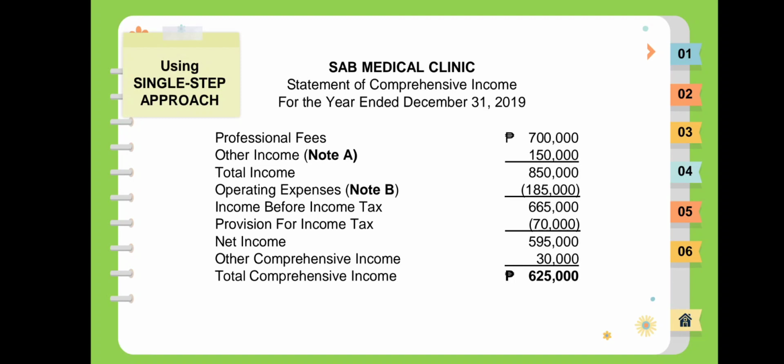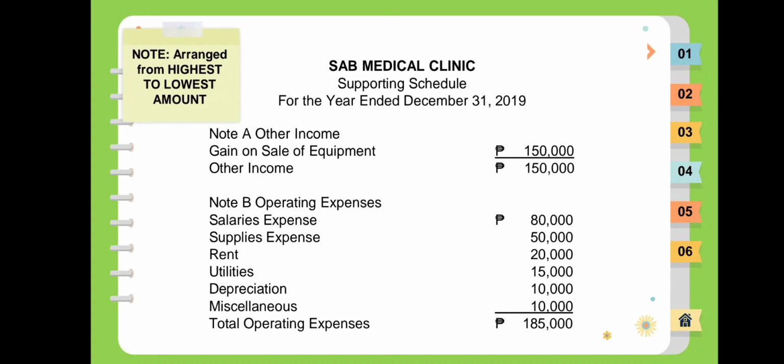In this example, bago siya gumawa ng Statement of Comprehensive Income, ay gumawa siya ng supporting schedule. Ano yung supporting schedule? This one. So, yan yung Note A and Note B. So, for Note A, other income, we have gain on sale of equipment.